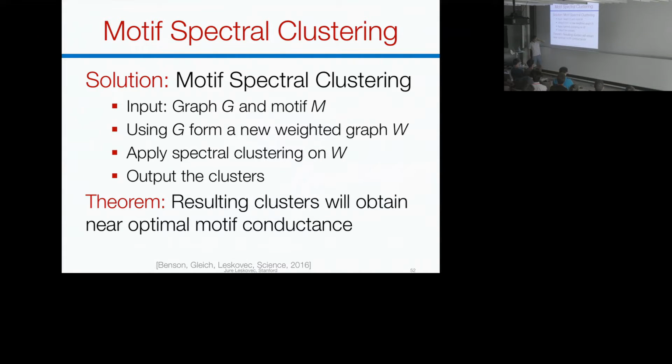There is a very nice theorem that goes with this that says that the resulting clusters we obtain by using this procedure will have near optimal motif conductance. So in some sense, we will take our graph and the motif, transform this graph to obtain a new graph, and then run simple edge-based clustering on this transformed graph. Whatever clusters the edge-based clustering finds on this transformed graph, those clusters are near optimal with respect to the original graph and to the motif we chose. Okay, so let me tell you now how this works.